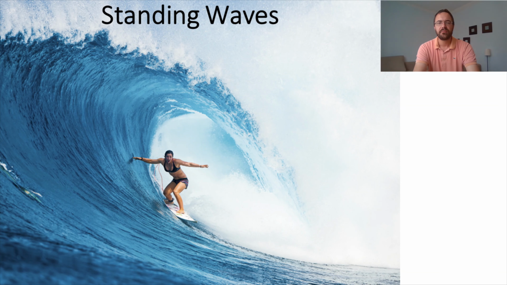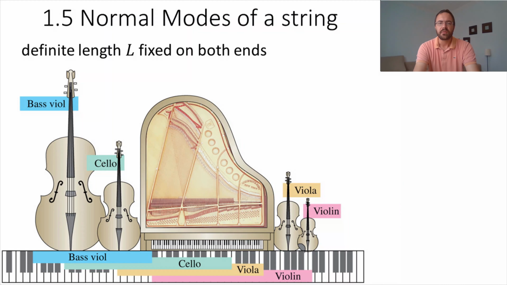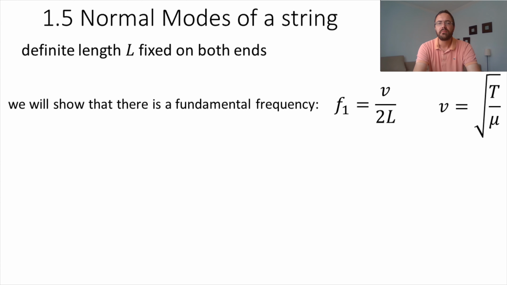In the previous video, we already introduced standing waves, but we made no assumptions about the length of the string. But for most string instruments, such as a piano, a guitar, a violin, the strings have a finite length, and they are fixed on both ends, on both sides of the string. And so in this video, we will show that there is a fundamental frequency, f1, which is equal to v divided by 2L, where v is the wave speed.